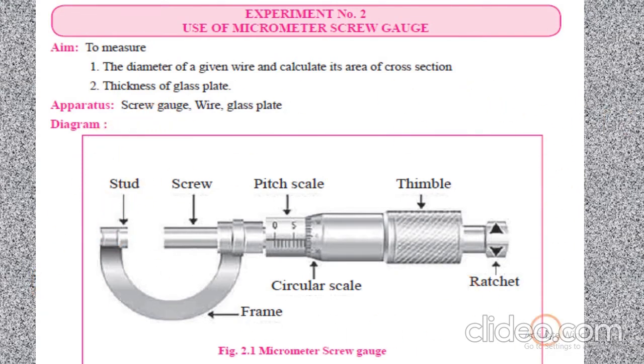Let's have a quick look at the diagram and its labeling. This is micrometer screw gauge. Here in this gap we are going to fit that object. This is stud and screw. This is pitch scale. From this circular scale and pitch scale value, we are going to find out least count of this instrument with the same formula, that is smallest division on pitch scale to the total number of divisions on circular scale, and this is thimble.